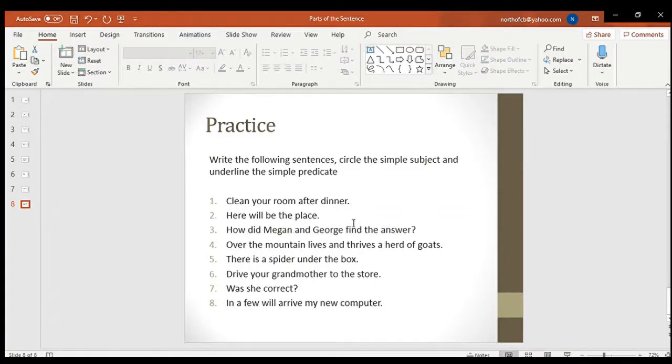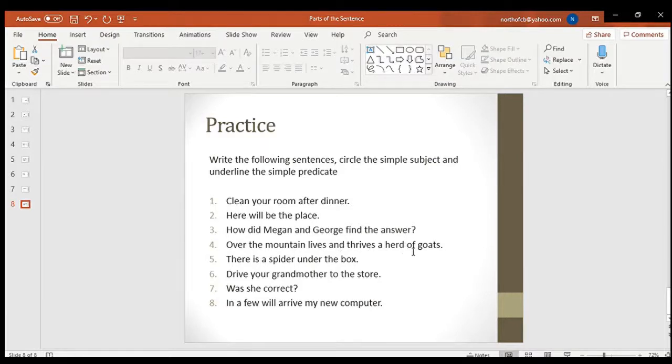How did Megan and George find the answer? What's your verb? Did find. Who found the answer? Megan and George. Rewrite it as a sentence. Megan and George did find the answer, right? Who did find the answer? Megan and George. That's going to be your subject. Remember, the answer there would be the direct object.